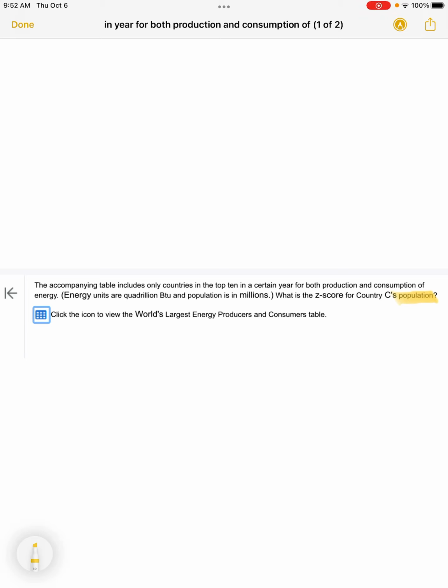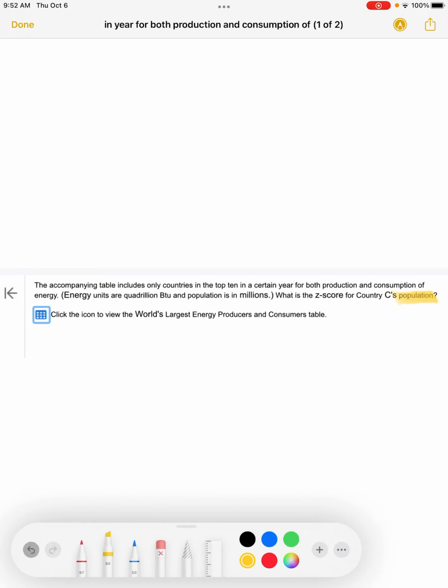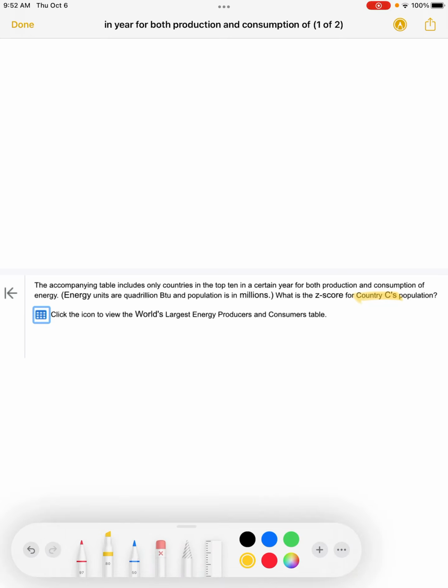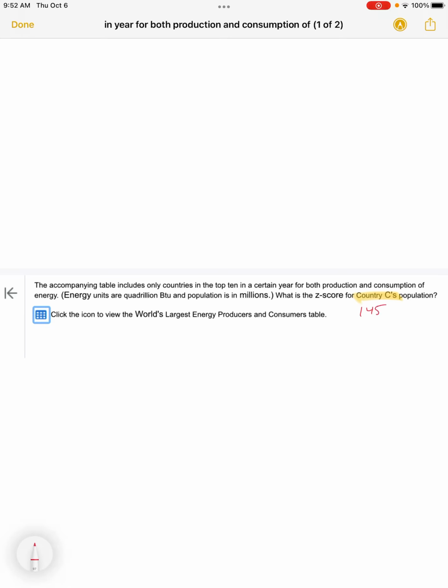If that said consumption, we'd be looking at the consumption column, but it says population. So that's what we're going to be focused on, just that column. And why 145? Because we were focused on country C, right? So from that country C, we get the 145. And from the population, we know to use that first column.